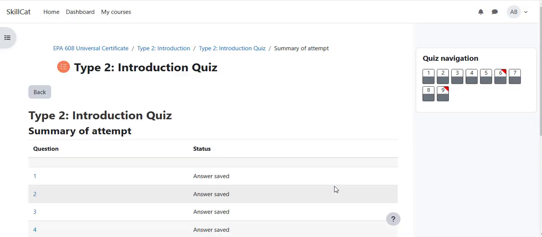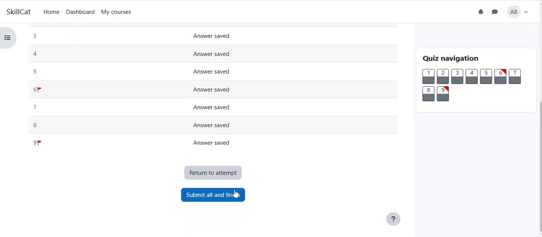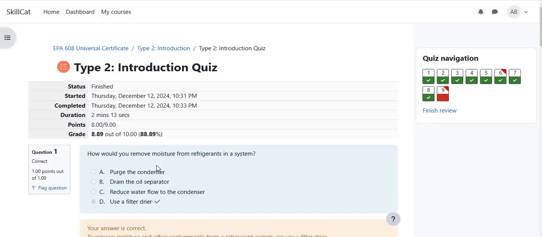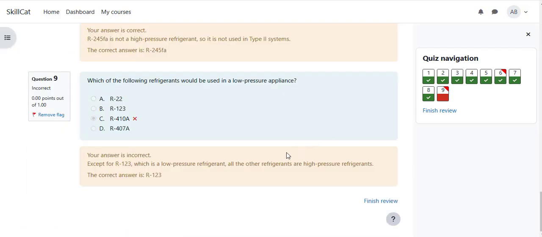Let's check the correct answer. Submit. Okay, 8 out of 9. This one I thought it was wrong. Which one? It's R123. This I expected.